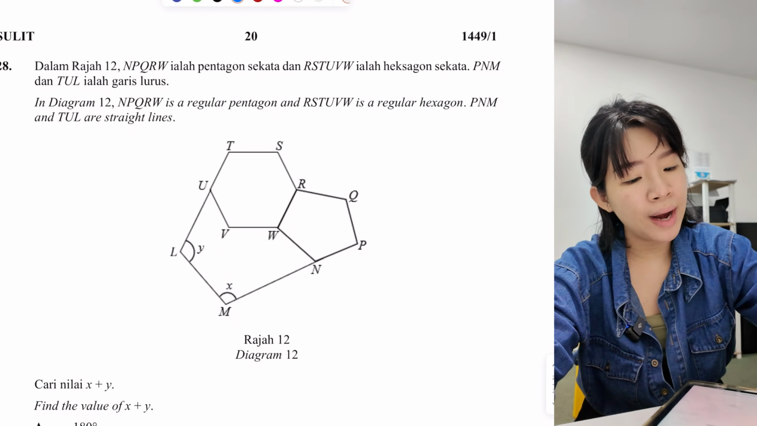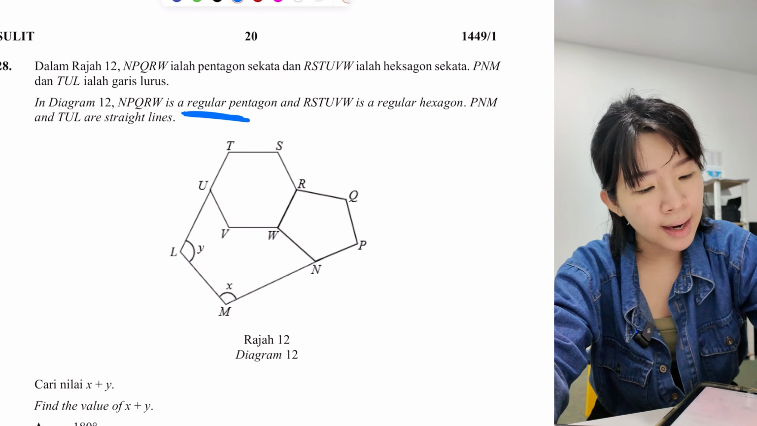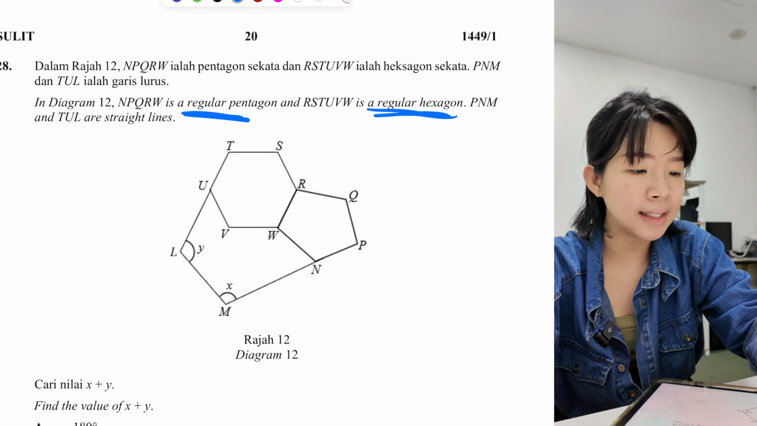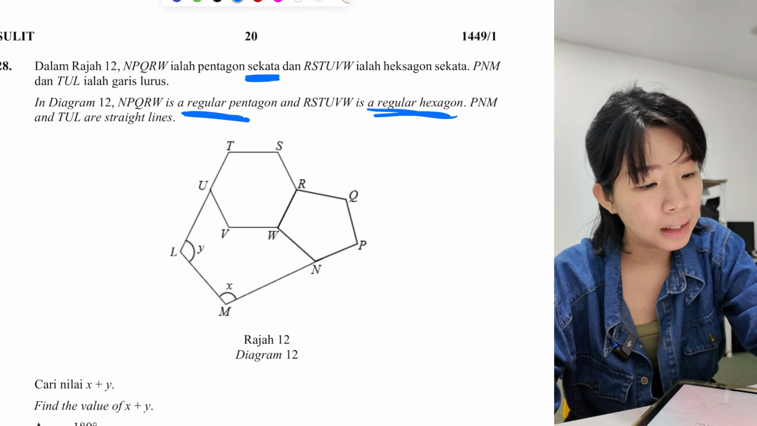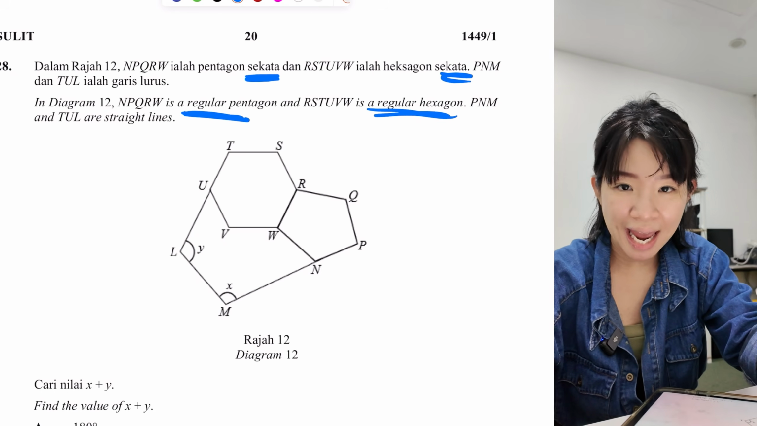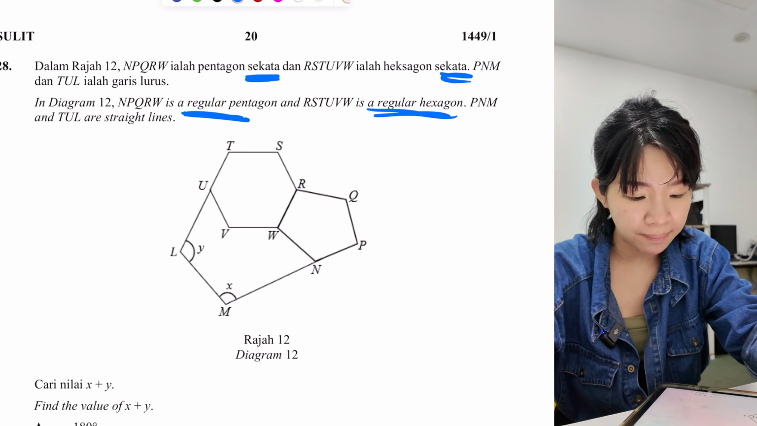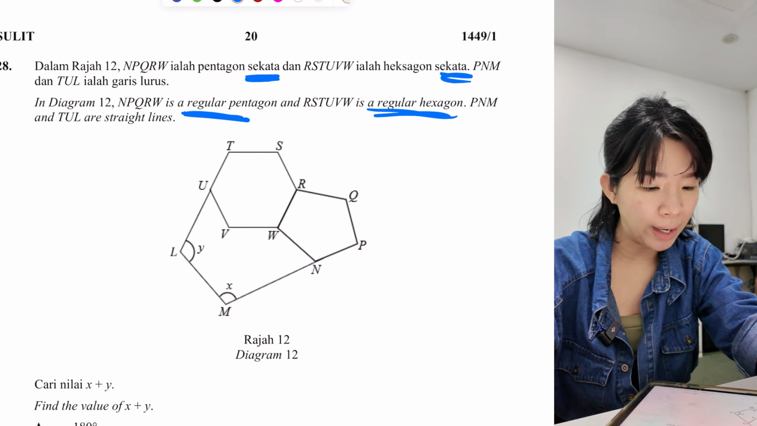Now, it shows a regular pentagon, regular hexagon. The term regular is important. Sekata, which means all the angles are the same. The lengths are the same, and the angles are also the same. So we need to find x plus y.